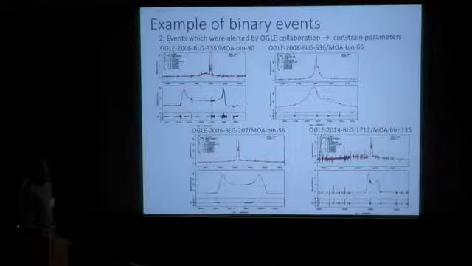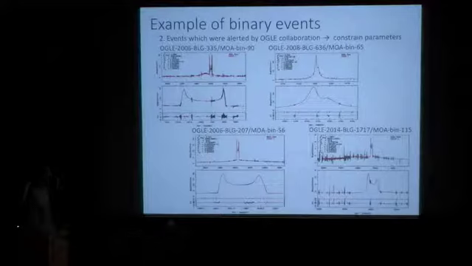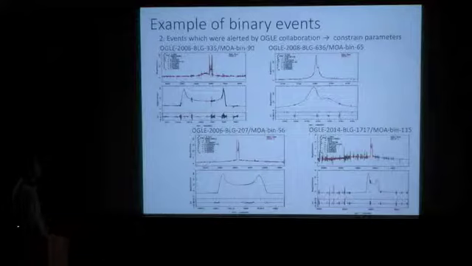And these are examples of events which were alerted by OGLE. As you can see, MOA data cover some anomaly features, such as the caustic entry and caustic exit of this event. So together with OGLE data, these data help us to constrain the microlens parameters.